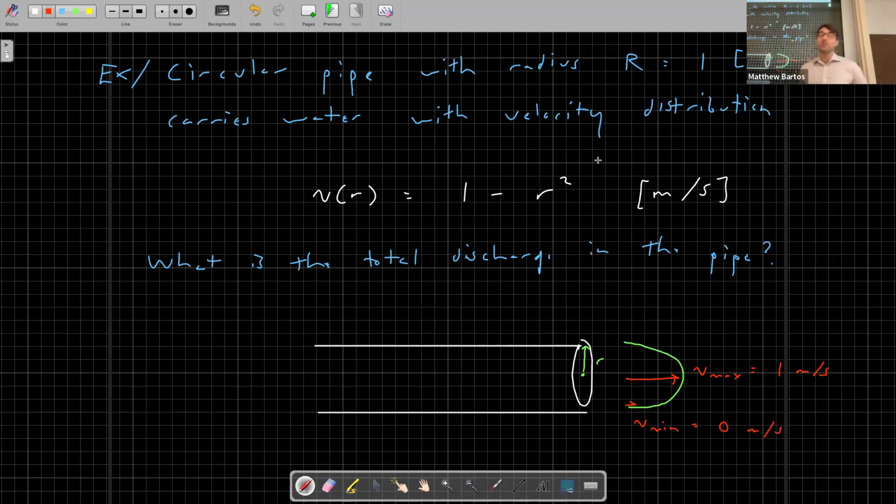So if we want to compute the total discharge, we can take this velocity function and integrate it over the entire area of the pipe. So the most natural way to do that is using polar coordinates. So let's go ahead and perform that integral. It's going to be very similar to one of the homework problems you'll need to solve.